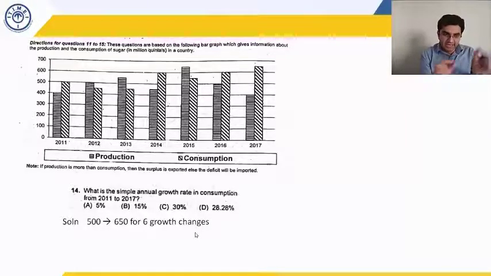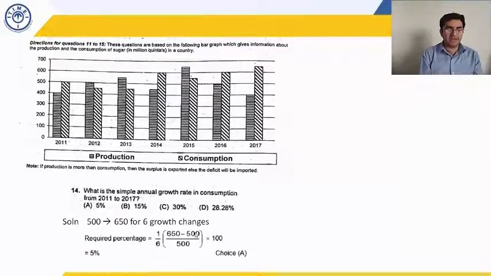It is 2011 to 12. What is the growth? 12 to 13. What is the change? 13 to 14. What is the change? So how many such intervals do you have? You must write this in your copy. 2011 to 12, 12 to 13, 13 to 14, 14 to 15, 15 to 16, 16 to 17. So 30% is the increment in 6 growth changes. So 30% divided by 6 should give you 5%, and that is the answer. Please write this down and I will explain it again.